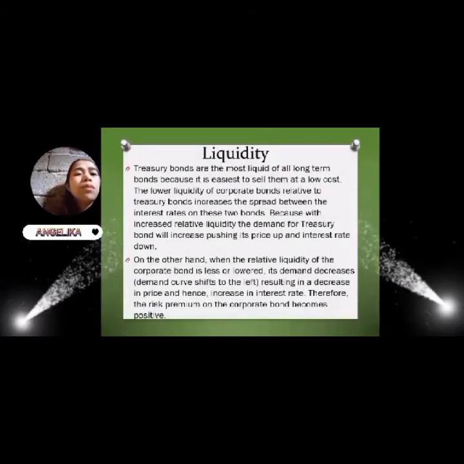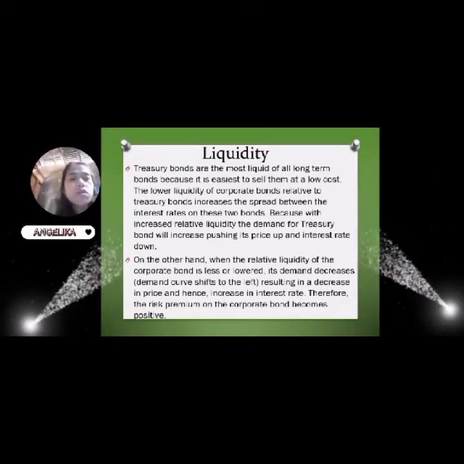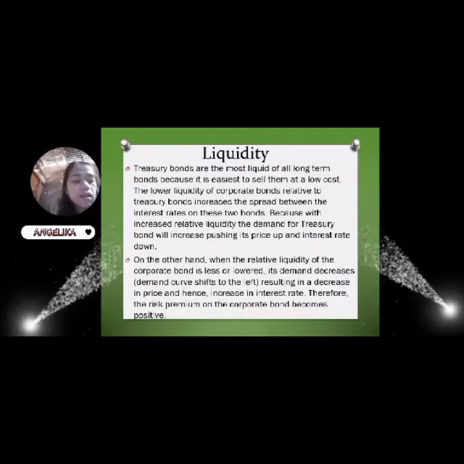Liquidity. Treasury bonds are the most liquid of all long-term bonds because it is easiest to sell them at a low cost. It is important to meet needs at the lowest cost because of the opportunity cost to people. People have to choose whether to buy at the lowest cost or the high price.